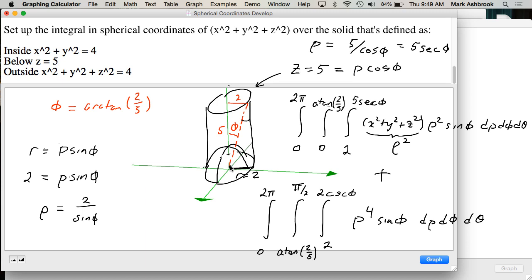And then when the angle is from arctan 2 over 5 all the way down to pi over 2, rho goes from 2, the sphere, to r equals 2, which is rho equals 2 cosecant phi.